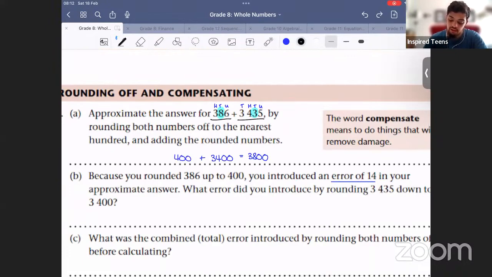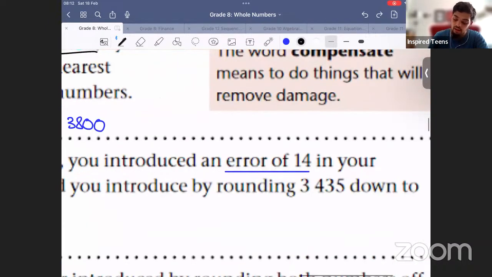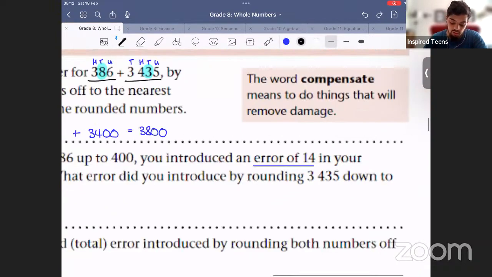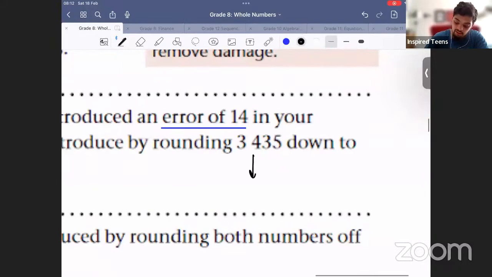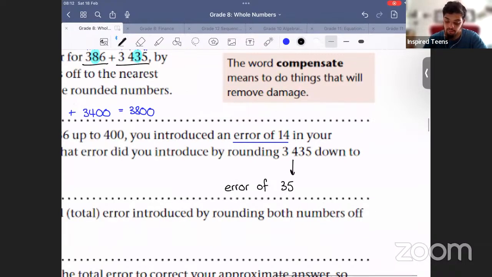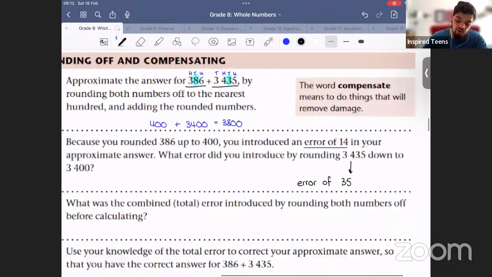So they're asking, what error did you introduce by rounding 3435 down to 3,400? And that error would simply just be 35. So there's an error of 35 because the actual number is 35 more than our rounded number.